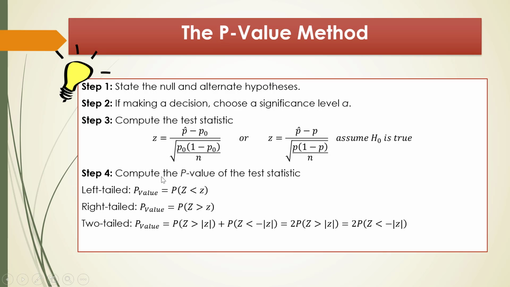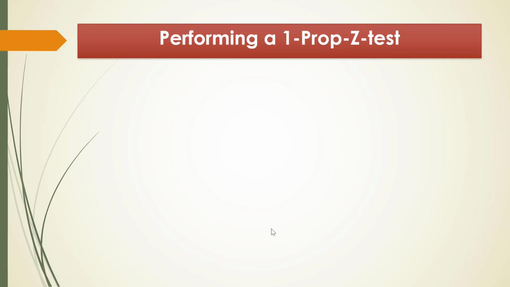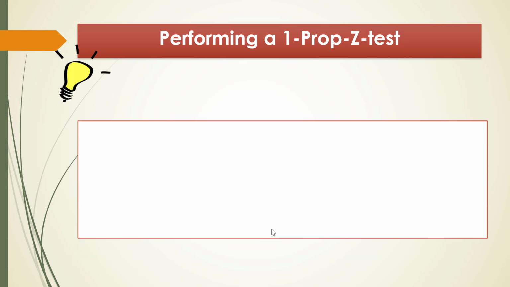And here capital Z represents a random variable that follows the standard normal distribution, and little z here is the test statistic. Finally, if the p-value is less than the alpha level, we reject the null hypothesis. Otherwise, we do not reject the null hypothesis. So that's the procedure to perform a one proportion z-test by the p-value method. Now let's go over an example.